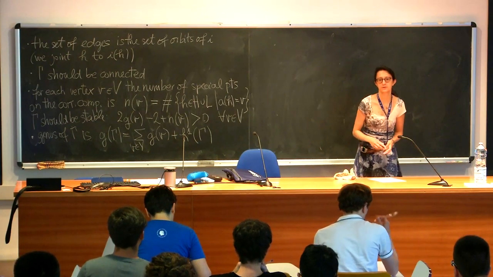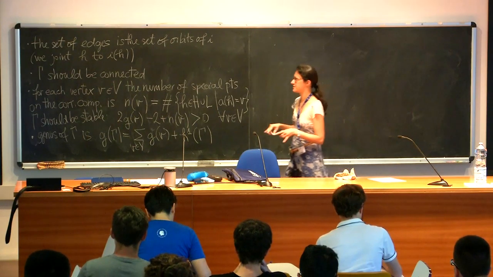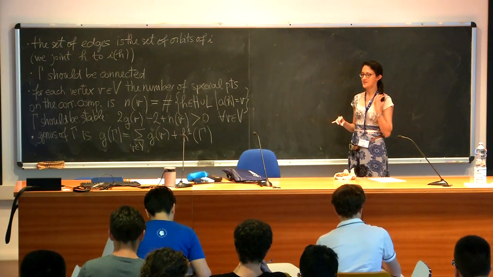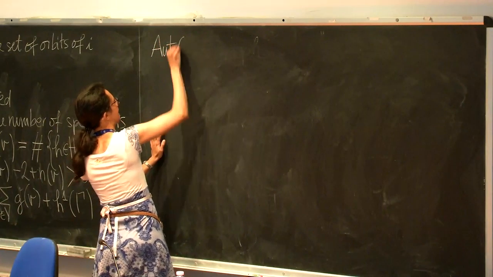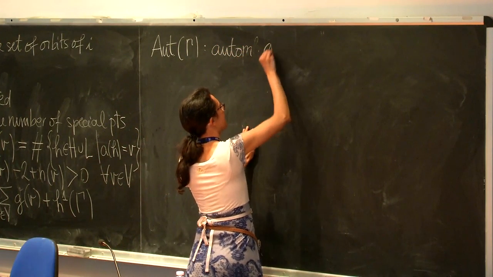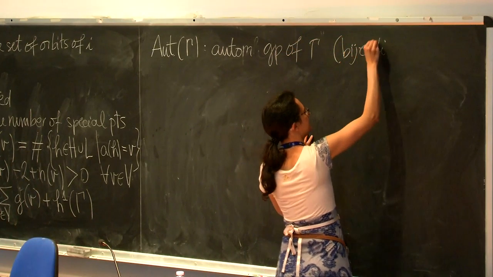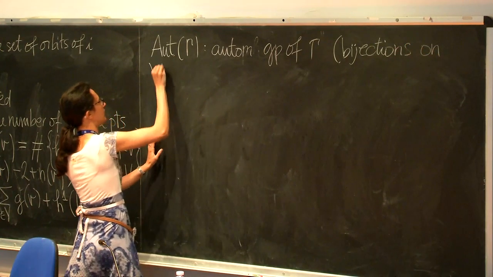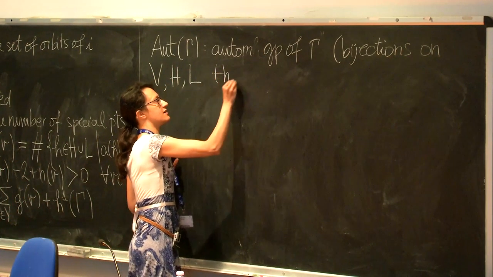And then such a graph will have an automorphism group, which is just the bijections of the sets V, H, and L defining the graph that respect the rest of the structure. Of sets that respect the additional structure.